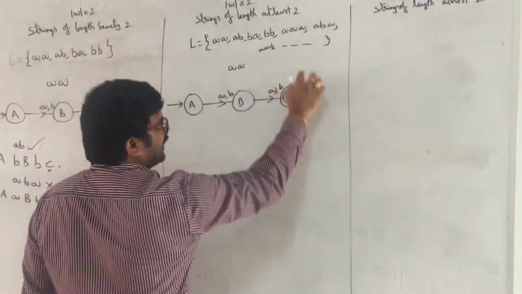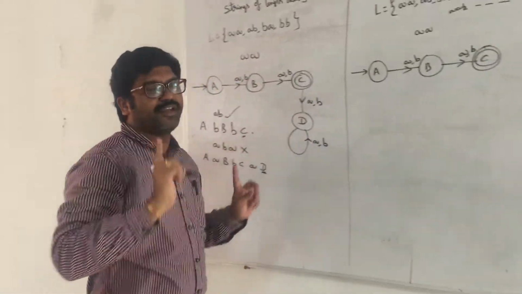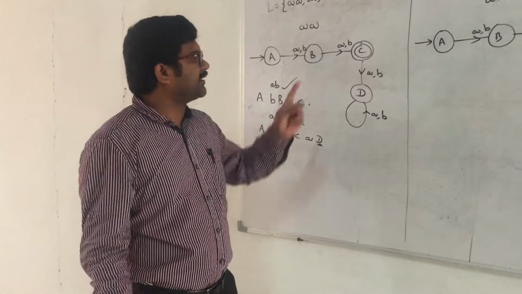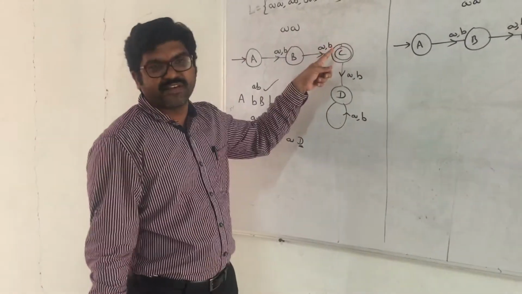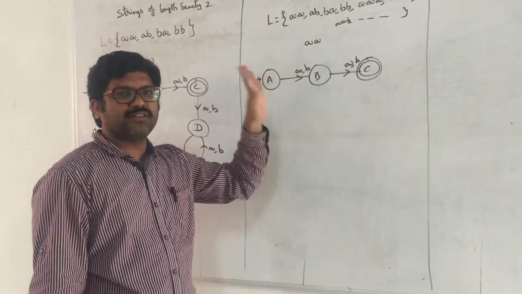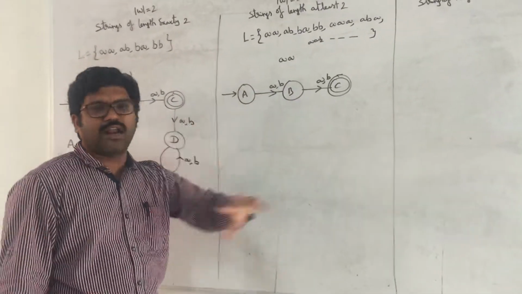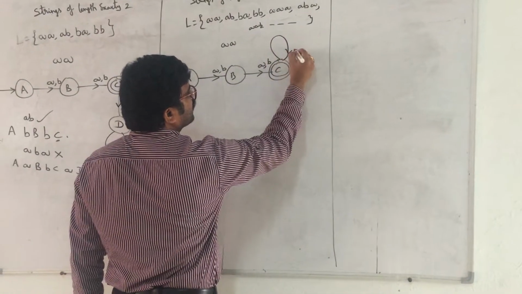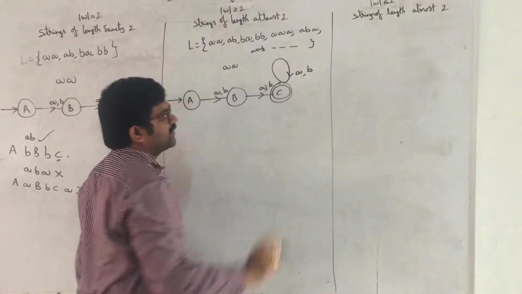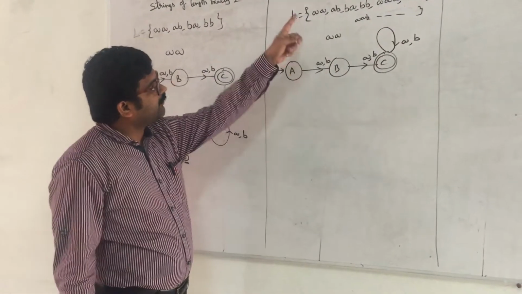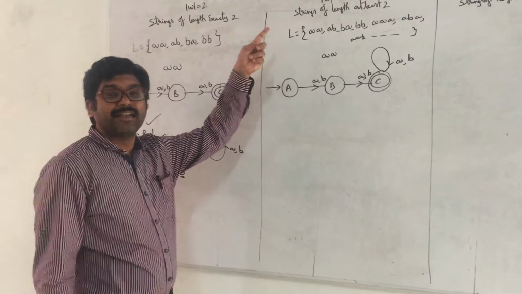Previously, giving a self loop in exactly 2 caused a problem, because you would get strings of more than length 2, so we did not give a self loop. But now in my language, strings of length 2, 3, 4, all are available. So there is no problem in giving a self loop here, with transitions A comma B. This is the final DFA for strings of length at least 2.